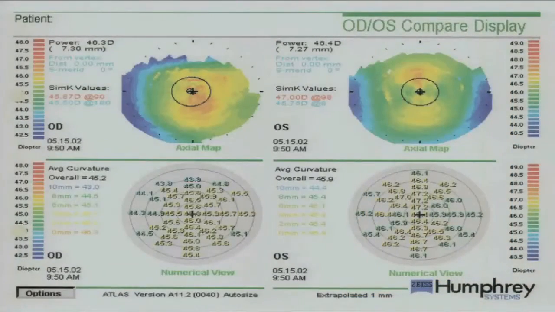Specular microscopic imaging of the endothelium showed good endothelial cell count in both eyes. So she had topography performed, showing a sort of unremarkable topography in the right eye with about 0.4 diopters of astigmatism, left eye 1.2, also with the rule. So she has normal topography, normal pachymetry, endothelial change in one eye, but normal endothelial cell count. How many people here would hesitate to do refractive surgery? Why?